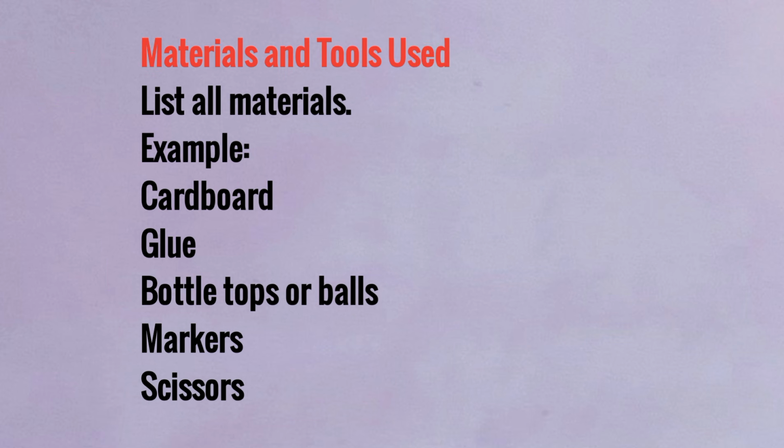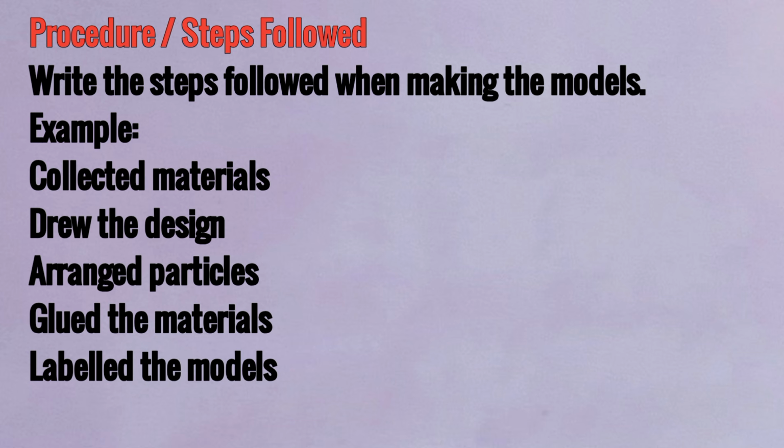Now there they want to write about the materials and tools which they are going to use. So there they can note down the materials and tools that they were using in the project. Here they can have cardboard, glue, bottle tops or balls, markers, clay modeling, scissors, and many more. Those materials and tools, they put them under the materials and tools used on a separate page under their assessment journal. Then after that, let them move to procedures or steps followed.